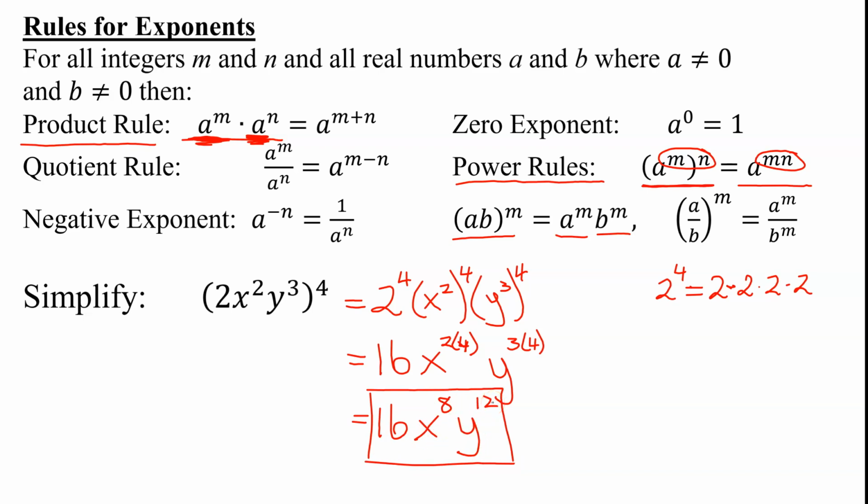And one thing I want to point out is students tend to love this power rule. This power rule works if you have a product and a quotient, a division, but it doesn't work if you have an addition and subtraction. If this was A plus B there, you have to do it a whole totally different way. So be careful about that.